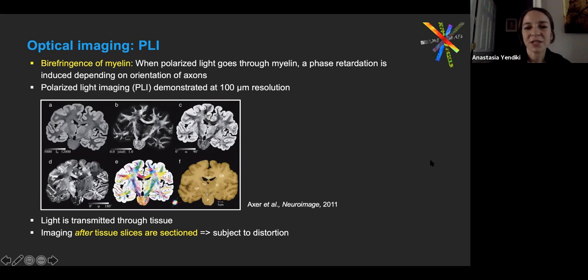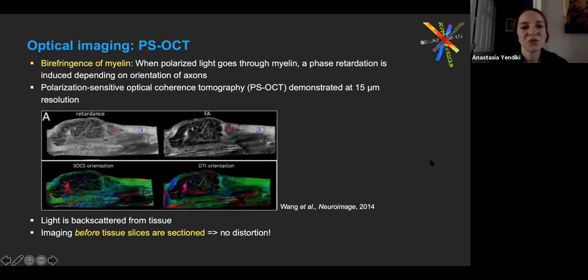Another approach that also relies on the birefringence of myelin, but is slightly different than PLI, is called polarization sensitive optical coherence tomography, or PSOCT. In this case, the tissue does not have to be sliced before it's imaged. So the light is backscattered from the superficial layer of the tissue. And so we image the superficial layer of the tissue, and then we cut it, and then we image the next layer, and so on and so forth.